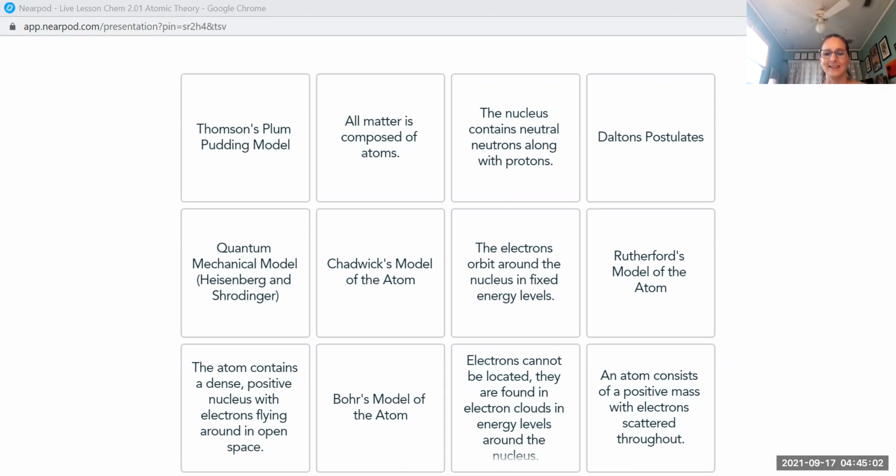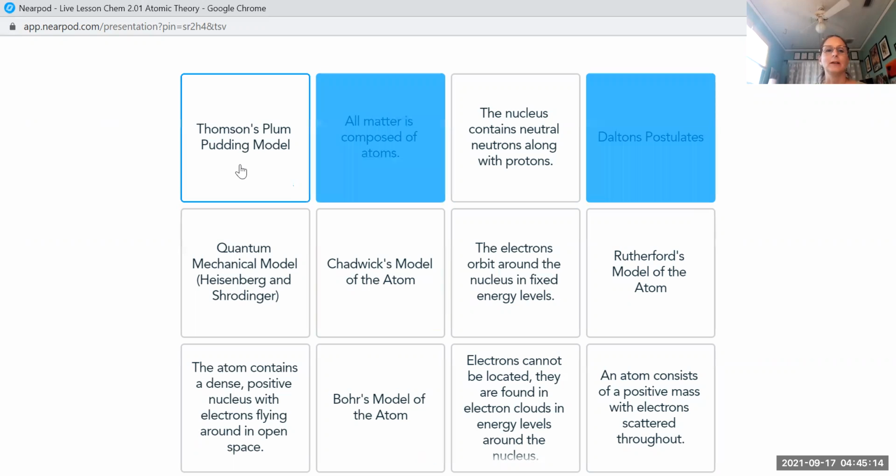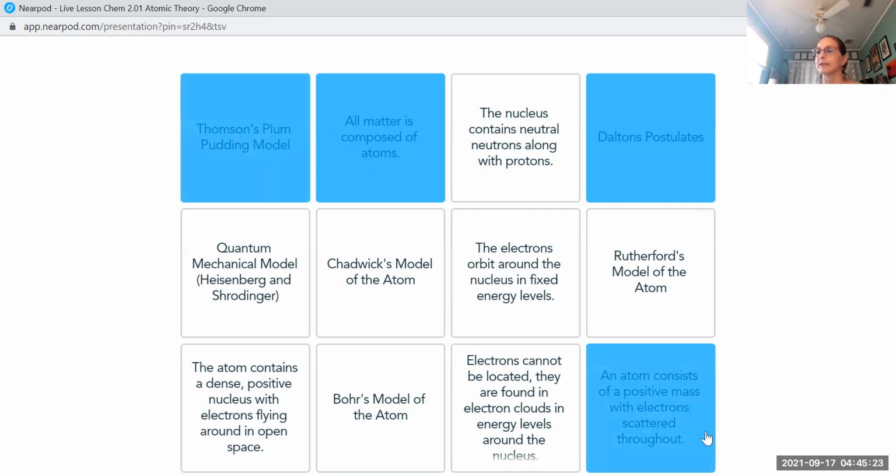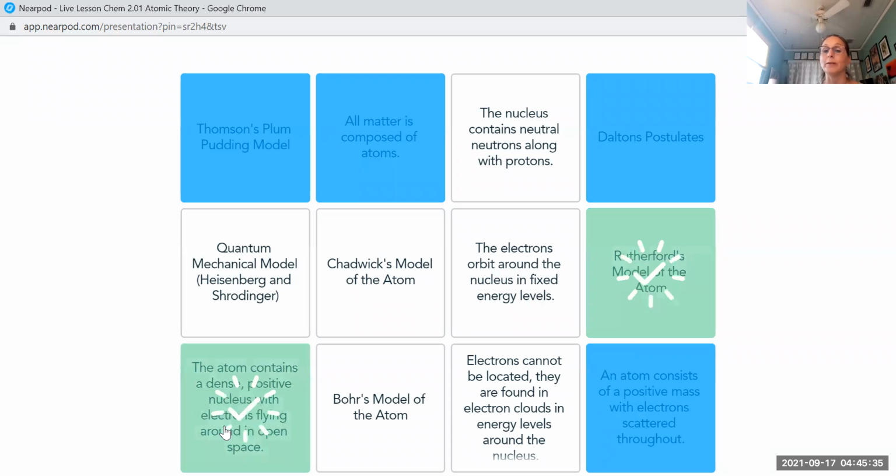Yes, good. Okay, so going through them. We'll start with all matter is composed of atoms. That's Dalton. Okay. Thomson's plum pudding model: an atom consists of positive mass with electrons scattered throughout. Let's do Rutherford's model. Rutherford's model is the atom contains a dense positive nucleus with electrons flying around in open space.